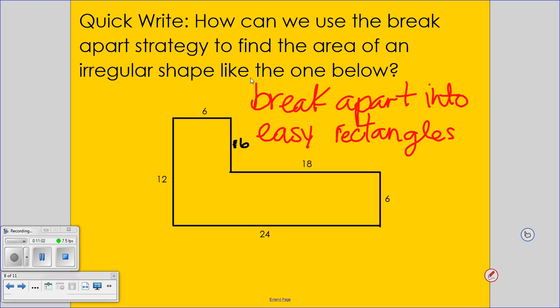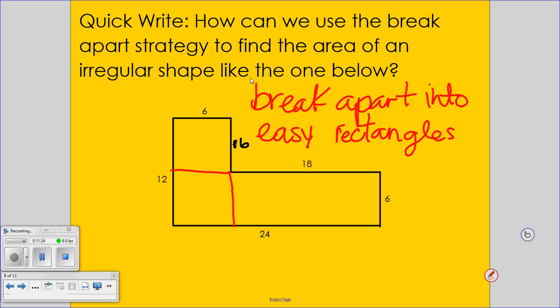Break apart into simple, easy rectangles. Most of you drew pictures. You could do this, that would work fine. You could do it this way, that would be fine. Matthew, you did something weird. You did this. That would not work very well.